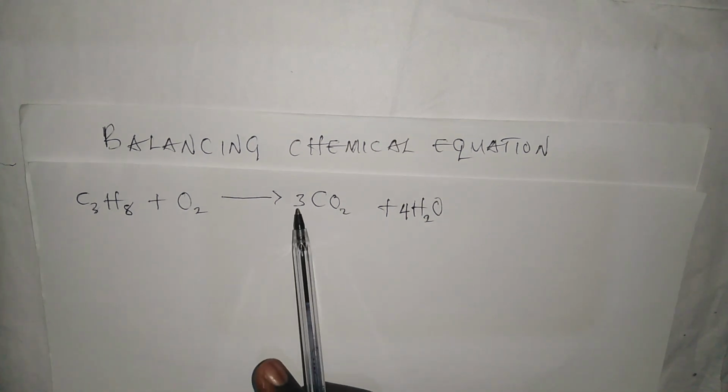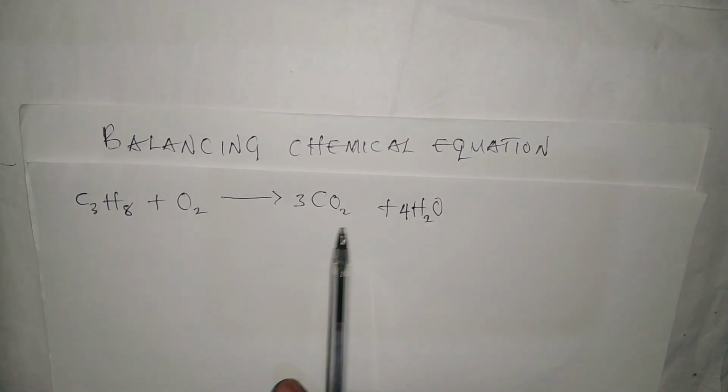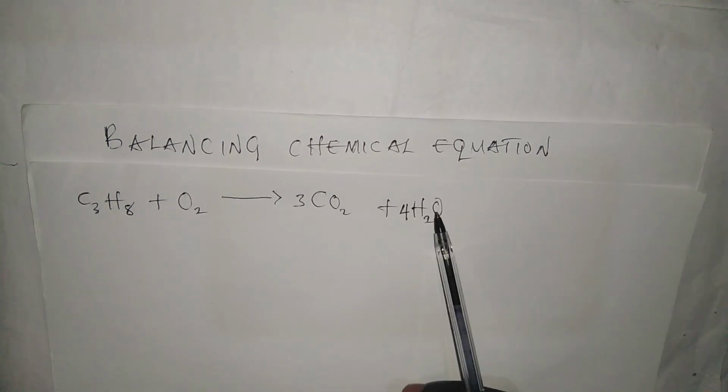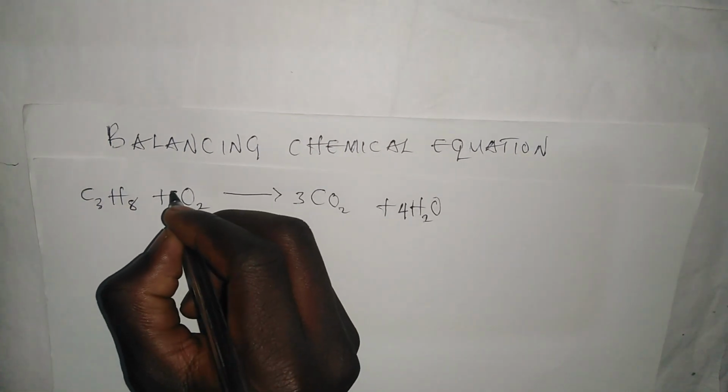Now let's balance the oxygen. Now we have 6 oxygen here because 3 times 2 is 6. And we have 4 oxygen here. 4 plus 6 is 10. So we have 10 oxygen at this side of the equation. So what we'll do now, we'll say 10 divided by 2, because we have 2 at this other side, is 5. So we'll put down 5 here.